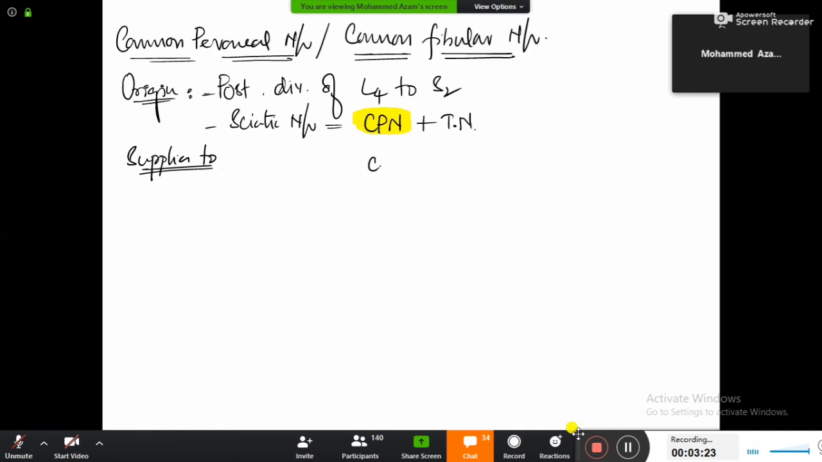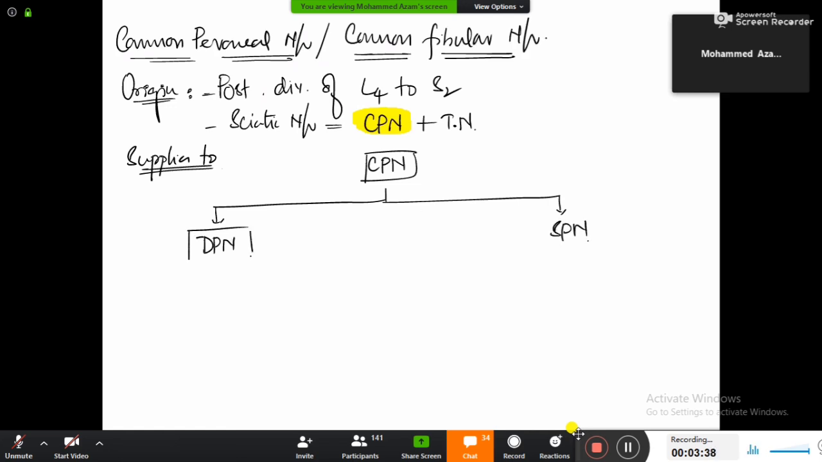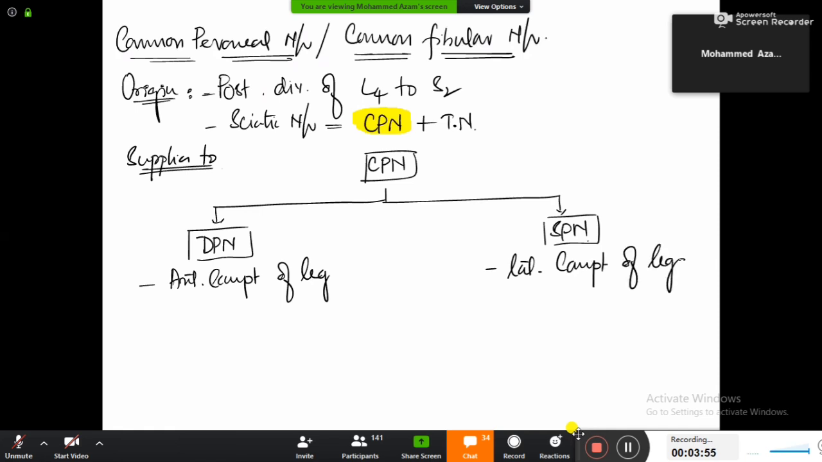Now guys, we all know that the common peroneal nerve will be dividing into two branches. One is deep peroneal nerve, another one is the superficial peroneal nerve. And not only that, we even know the compartment also. Deep peroneal nerve is supplying to all muscles in the anterior compartment of leg. And the superficial peroneal nerve will be supplying to all the muscles in lateral compartment of leg. So the anterior compartment of the leg and then the lateral compartment of the leg.